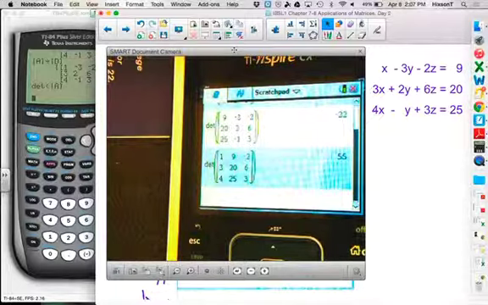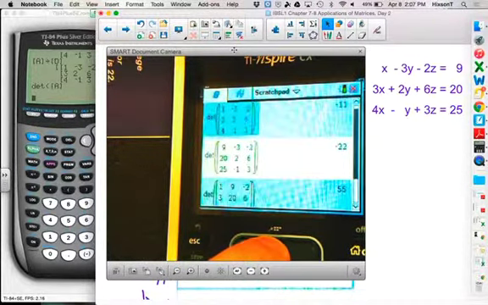Okay, you got it? I used the algebra and solved the whole system. Oh, linear equations. Nice.